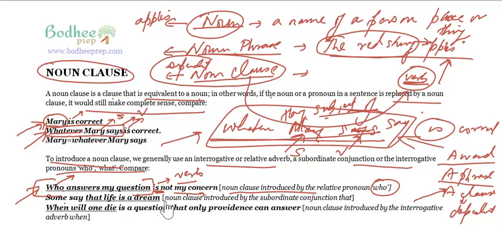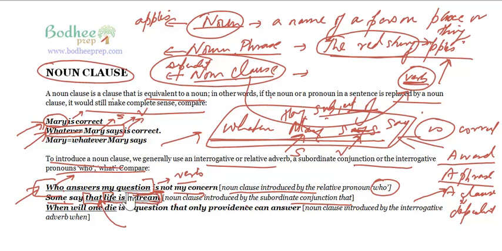Some say that life is a dream. So some say what? Some say that life is a dream. So here the noun clause has been introduced by the conjunction that. Noun clause introduced by the subordinate conjunction that. Some say life is a dream.